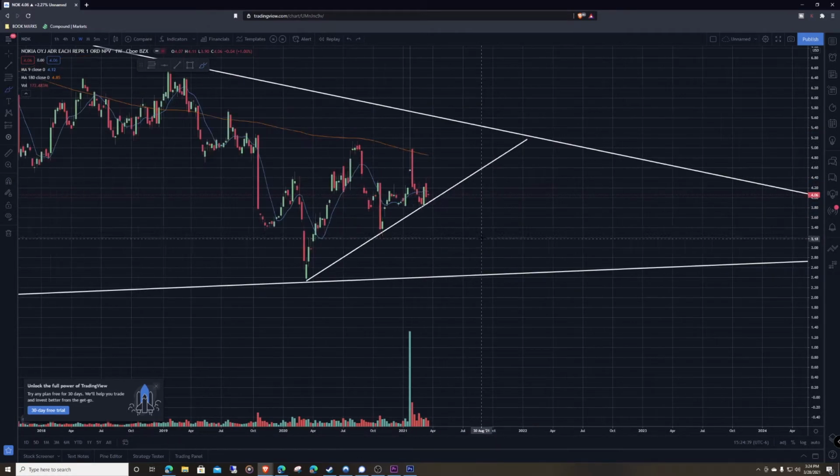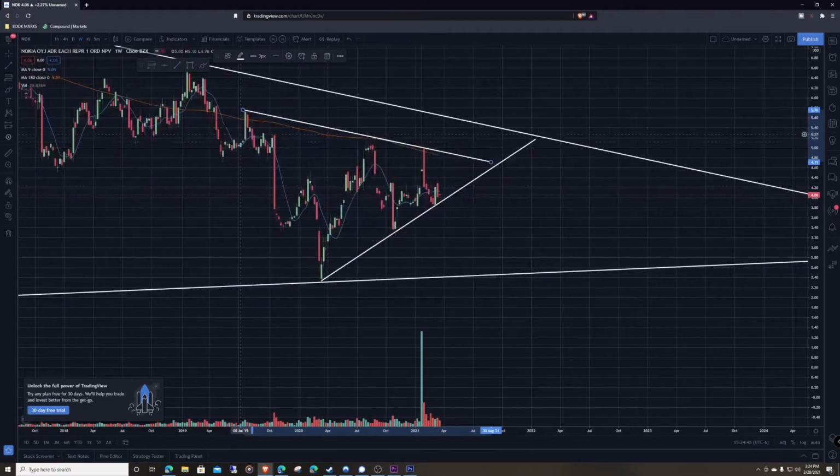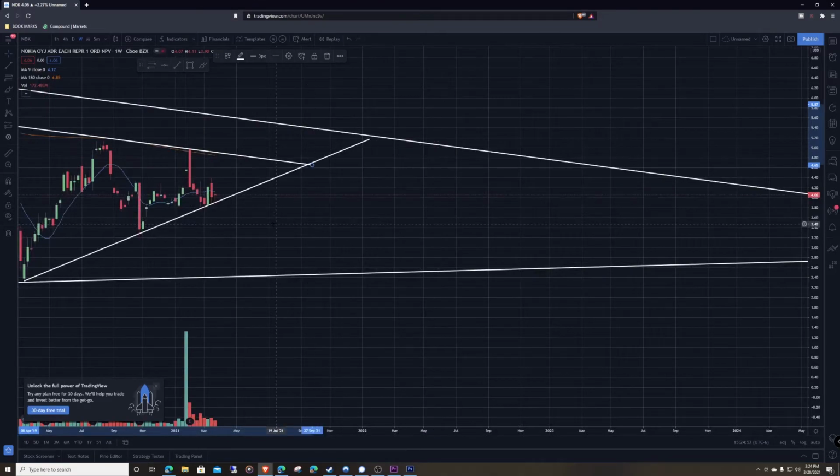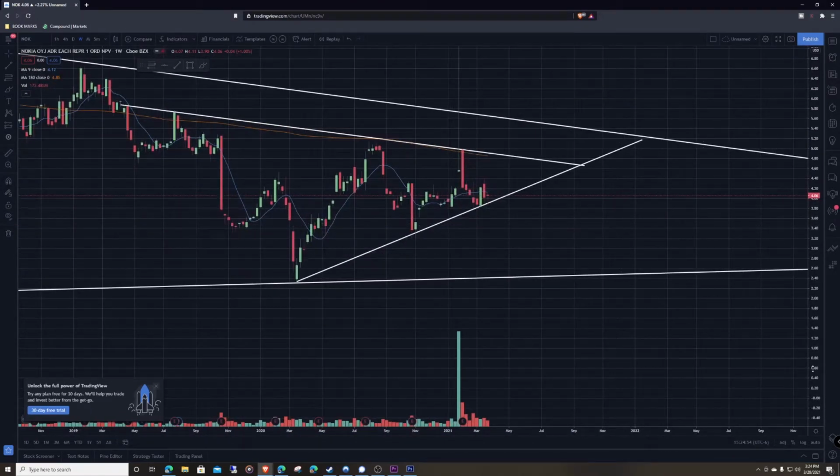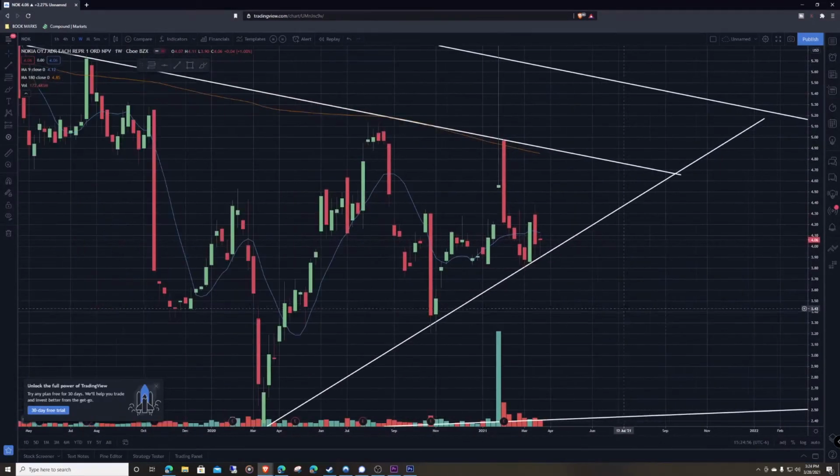I'm not 100% sure. We're on the daily time frame right now, and so let's go into the smaller time frames and see if we could get a better idea of what's going on. The other thing I wanted to show you before we move on to that smaller time frame is that on this weekly, you can see this moving average.